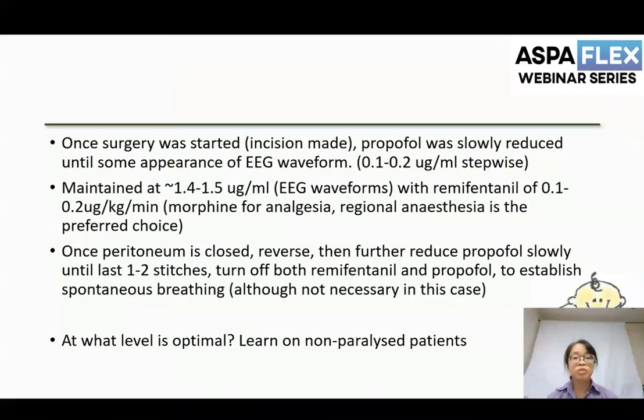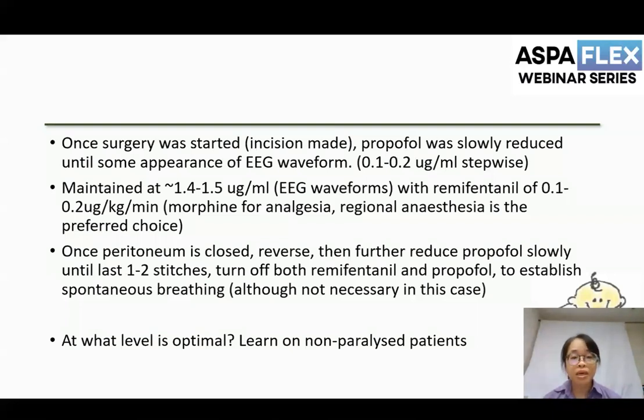So once the surgery has started, the mid-incision made, then the propofol will be slowly titrated down until there's some appearance of EEG waveform, at 0.1 to 0.2 mic per mil stepwise. Eventually, we maintain about 1.4 to 1.5 mics per mil, with remifentanil running at 0.1 to 0.2 mics per kilogram per minute. We gave morphine as analgesia post-op, but if the patient was not intubated from the beginning, I probably would have employed regional anesthesia.